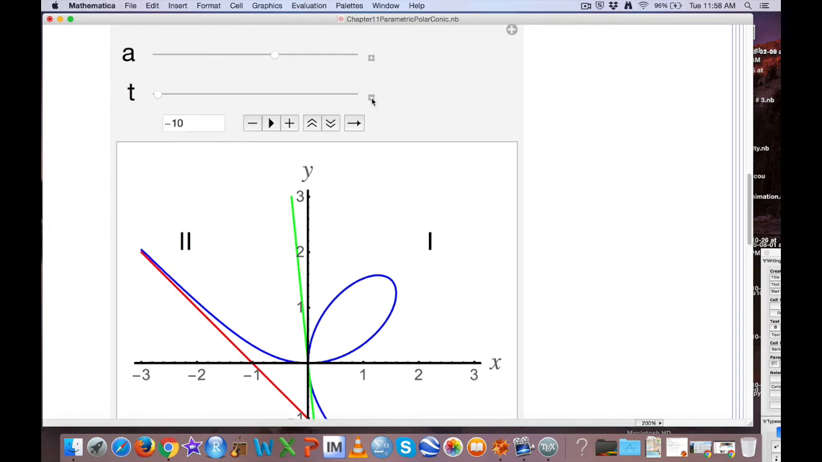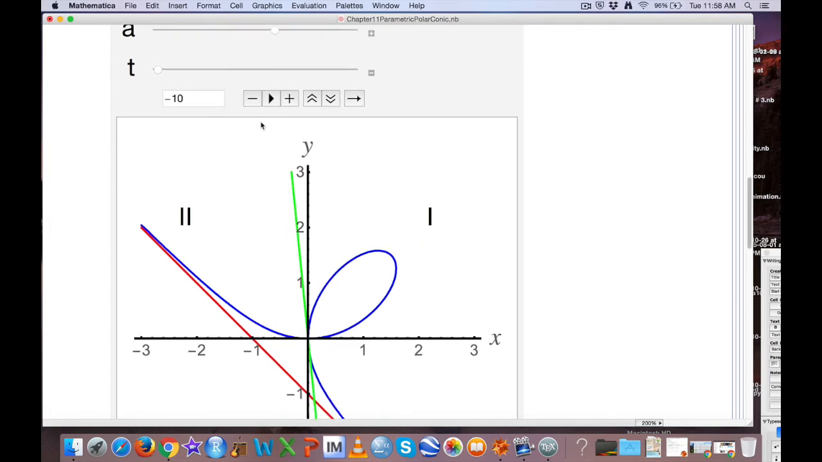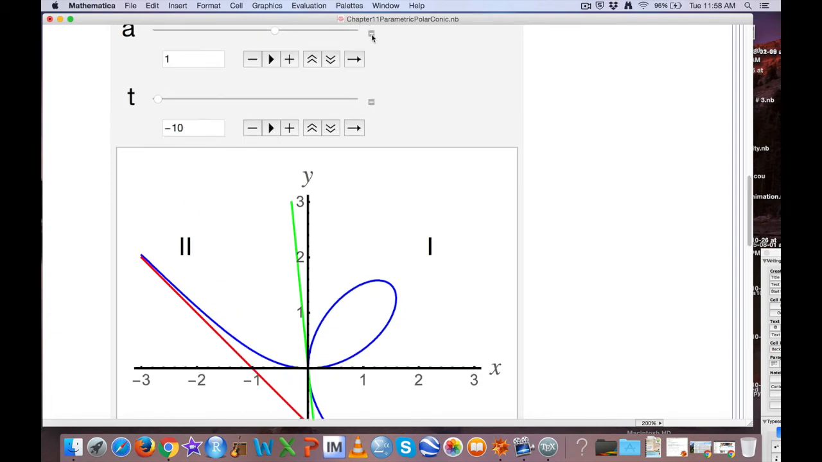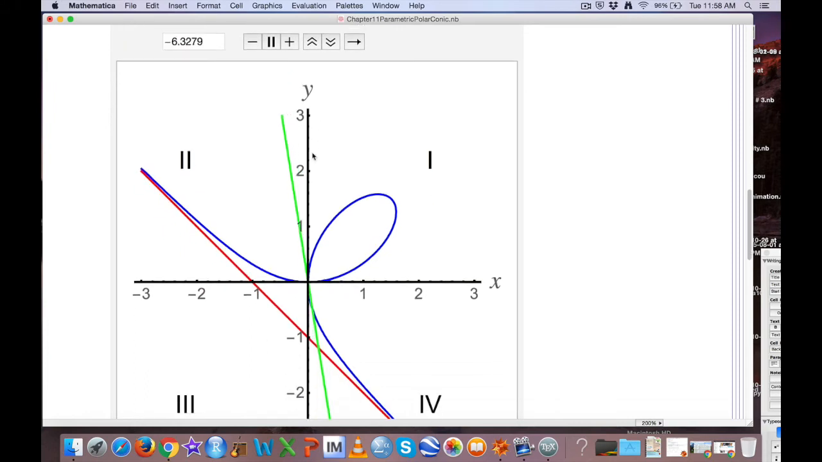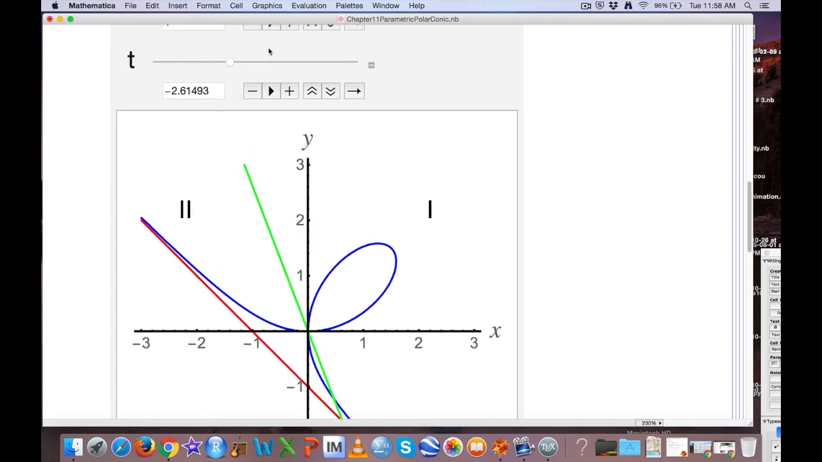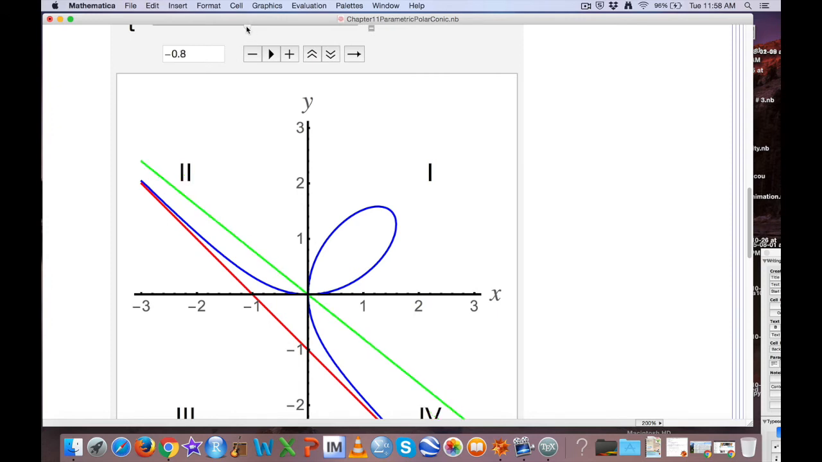There we see the line with slope t through the origin in green here, and we can play that. A is set to +1 here. As we play that, we see the green line started with a large negative slope. Then the slope increases towards 0, equals 0 for an instant, then becomes positive, and you see the intersection point. For example, when t is about -2.6, the intersection point is right around there. It moves along the curve. When t is -1, right about close to here, the red and green are supposed to be parallel, and there would be no intersection point.